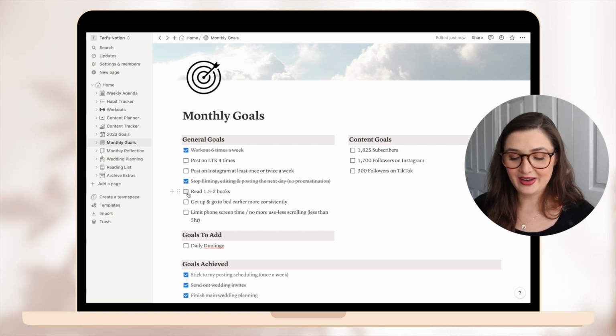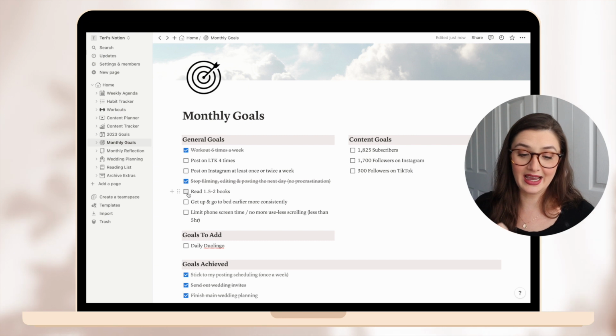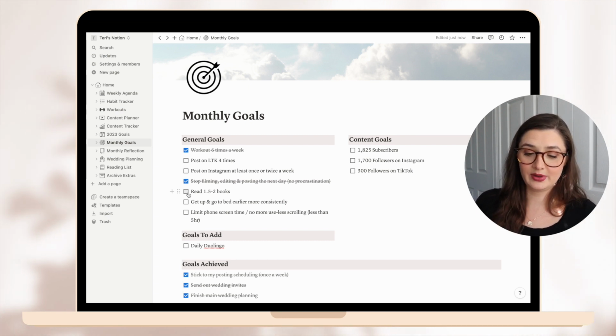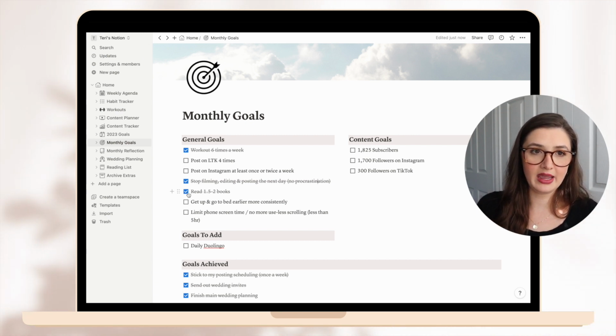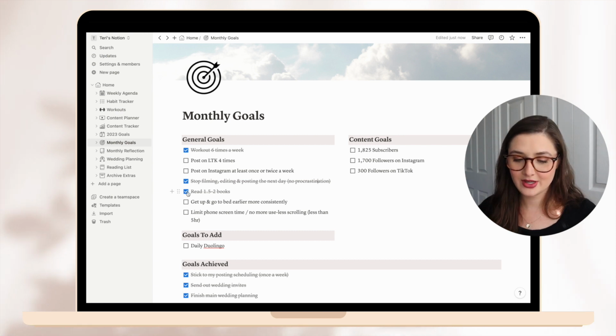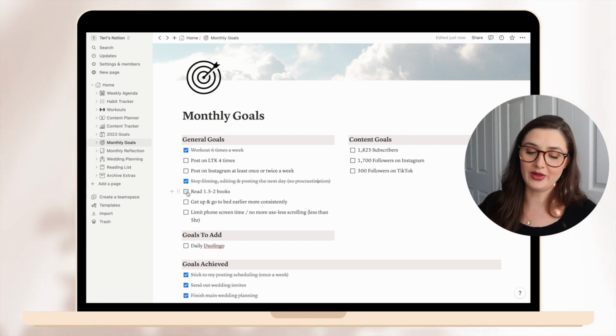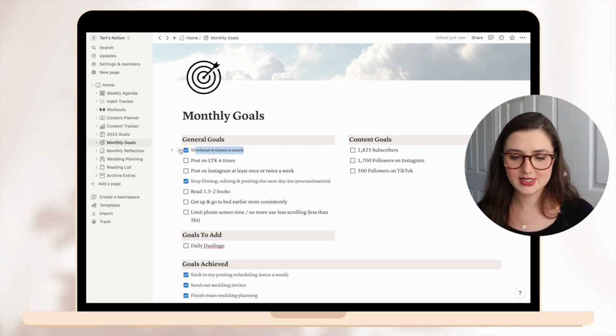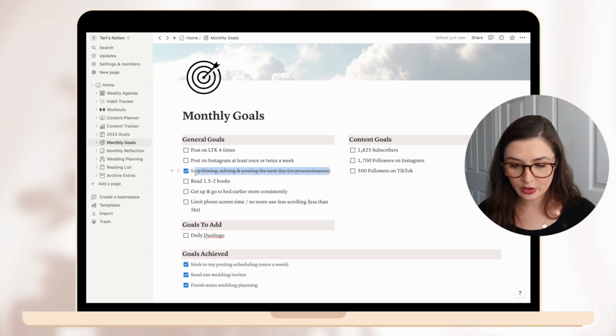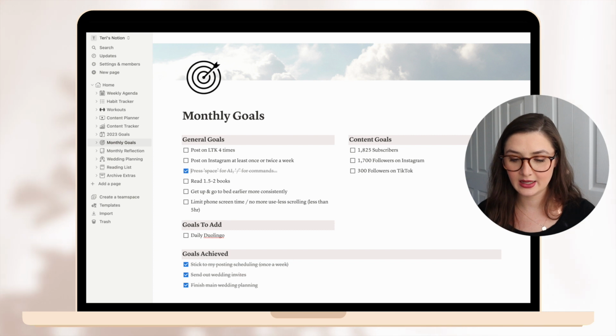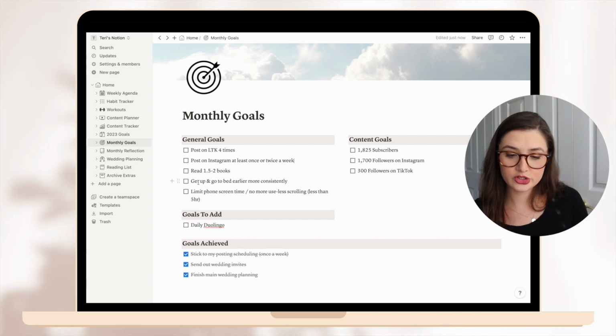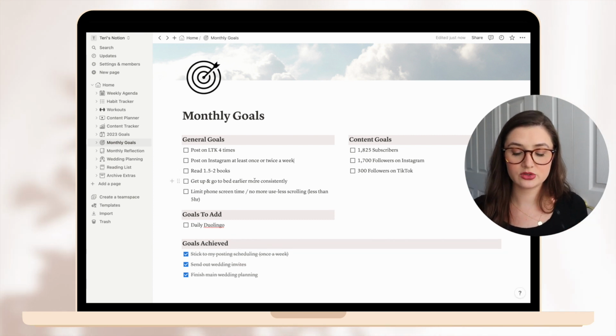Read 1.5 to 2 books. I definitely did that in April. I didn't read a full book in May, I don't think, but then I'm also gonna uncheck it because I want that to remain for the next month. Same with this, but because I've been consistent, I'm just gonna delete it. And then get up and go to bed earlier, more consistently, gotta do that. Limit phone screen time, no more useless scrolling.